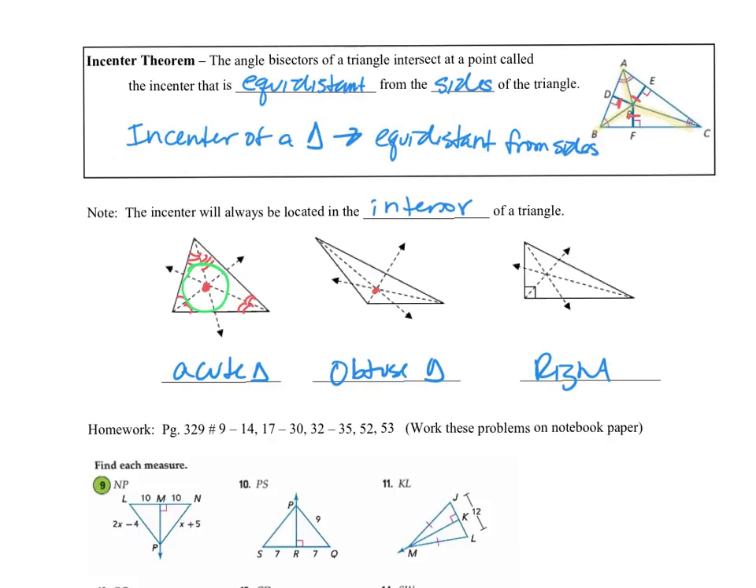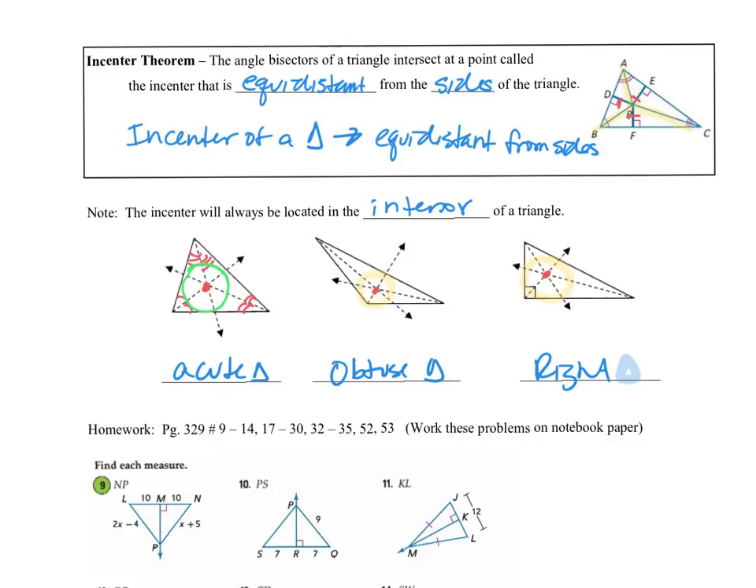In all of these pictures, the dotted lines that you're looking at are angle bisectors, and they meet at a point called the incenter, and that incenter will always be the center of the circle inscribed in the triangle, and that incenter will always be equidistant from the sides.